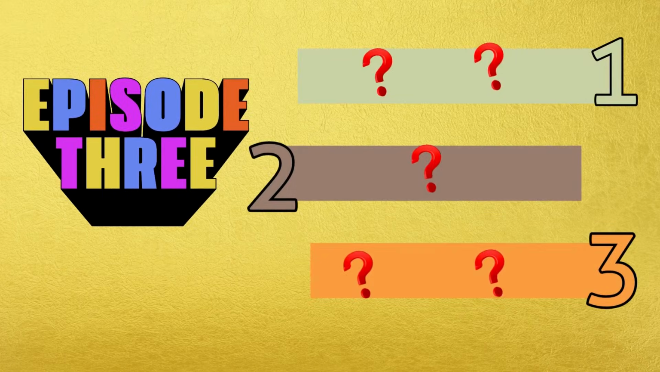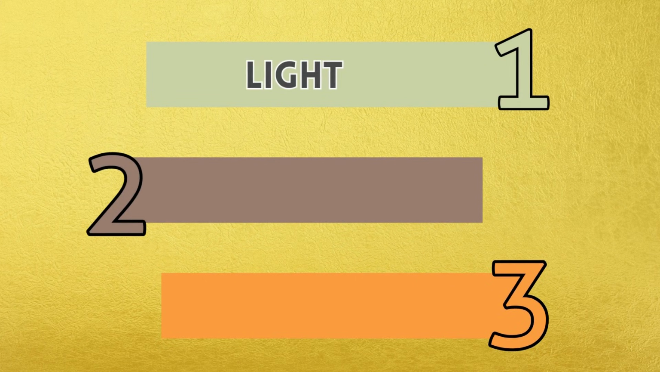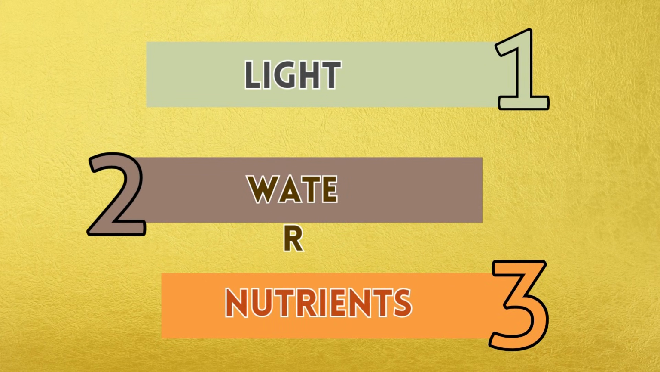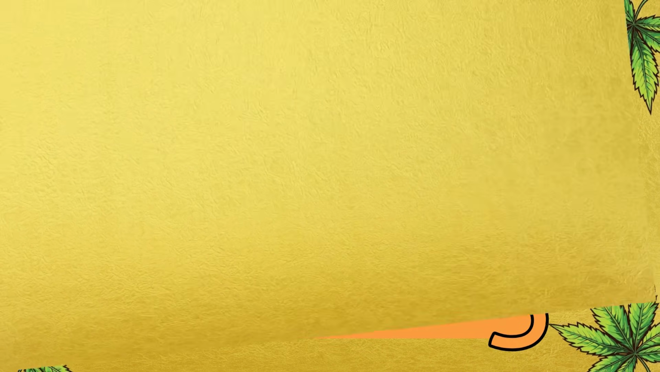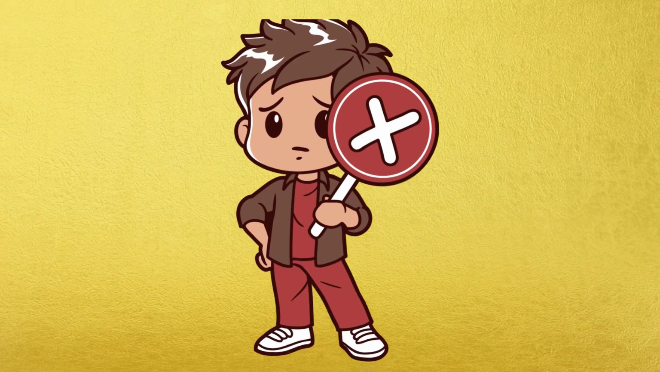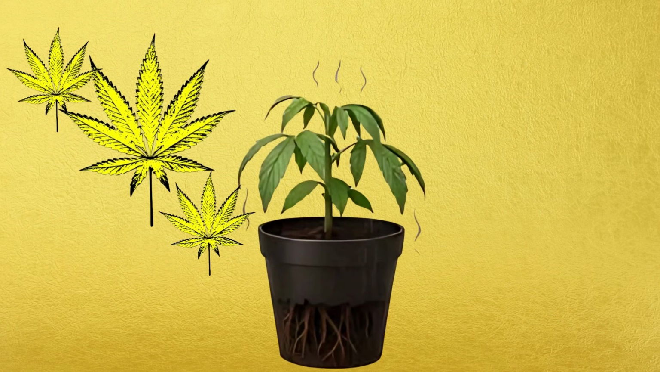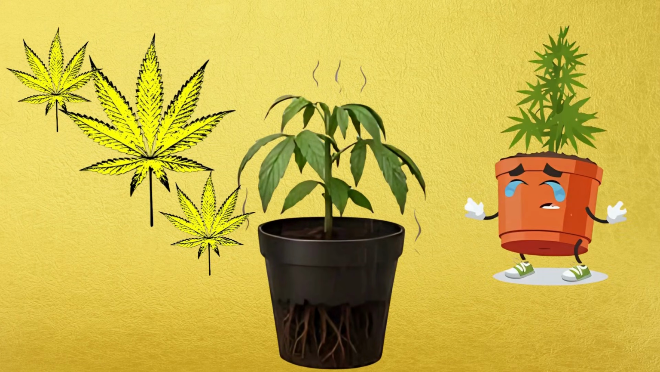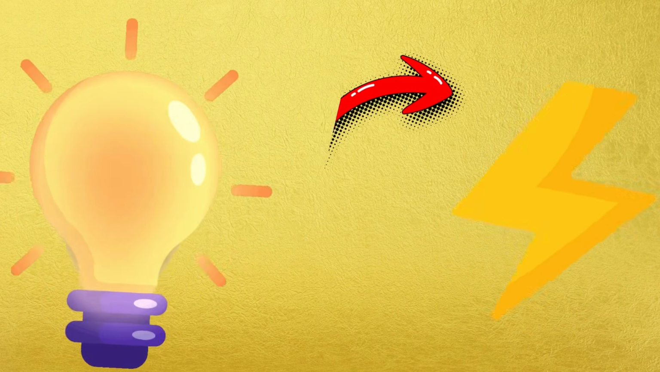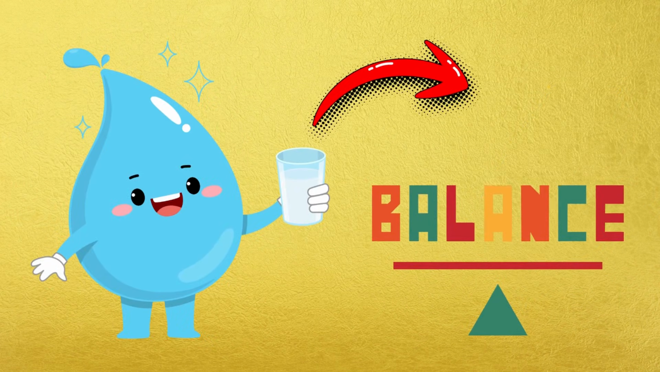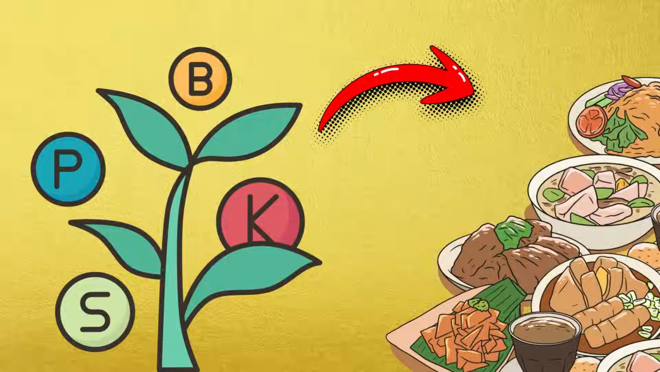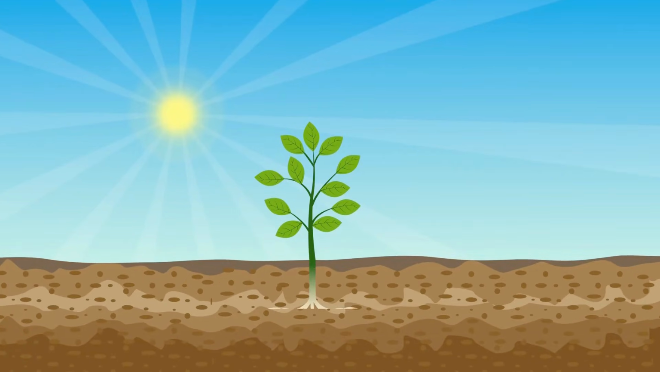In today's episode, we're going to talk about the three pillars of plant health: light, water, and nutrients. If you get these three factors right, you set the foundation for healthy growth. If you get them wrong, you'll face issues like yellowing leaves, stunted growth, or weak plants. By the end of this video, you'll know why light is energy, why water is balance, and why nutrients are food.